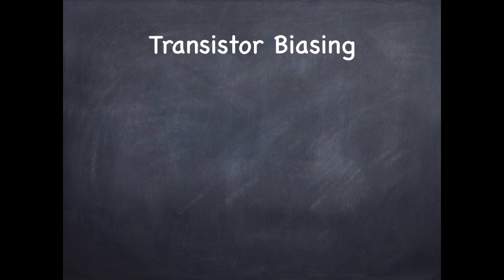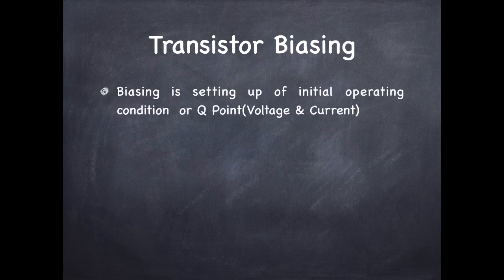Biasing is basically done to set up the operating point, or we call it Q point or quiescent point, of a transistor. As we all know, the transistor can operate in different regions on characteristic curves like cutoff region or active region, and basically biasing makes the transistor work at a specific point in a specific region for a specific application.